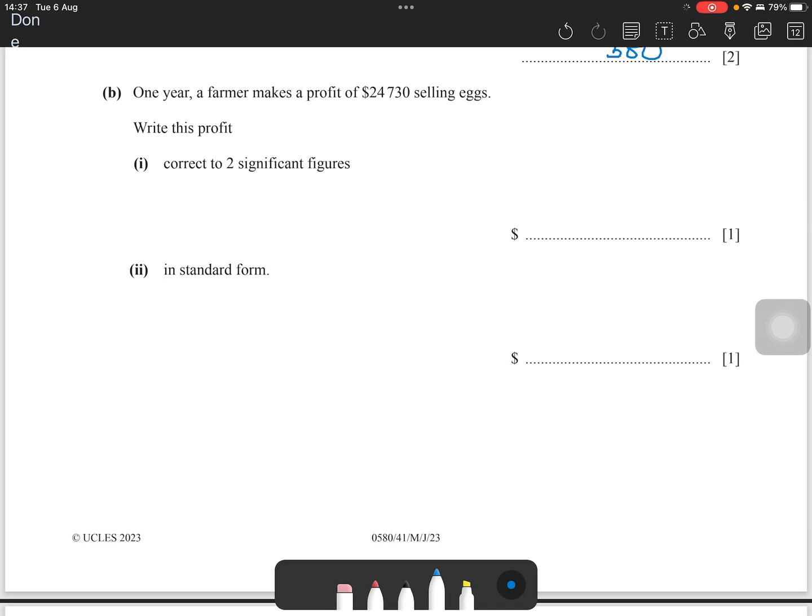Question B. In 1 year, a farmer makes a profit of 24,730 selling eggs. Write this profit correct to two significant figures. So this is the first significant digit, the second significant digit. So we round it to the nearest thousand. The digit right after it is 7. This means we need to round 24,000 up to 25,000.